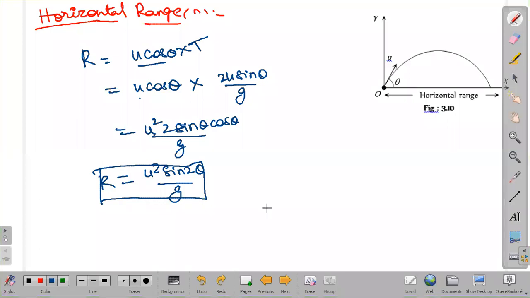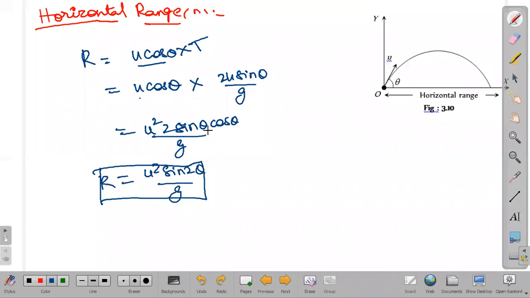So this is where we stopped in the last class. Horizontal range we derived. Horizontal range is our velocity into time, which gives us distance. So horizontal velocity into the time taken for the projectile to land on the ground again, which is capital T. U cos theta into 2u sin theta by g is our time of flight. After simplification, u square 2 sin theta cos theta by g, and this 2 sin theta cos theta we got as sin 2 theta. So we got R equals u square sin 2 theta by g as the horizontal range.